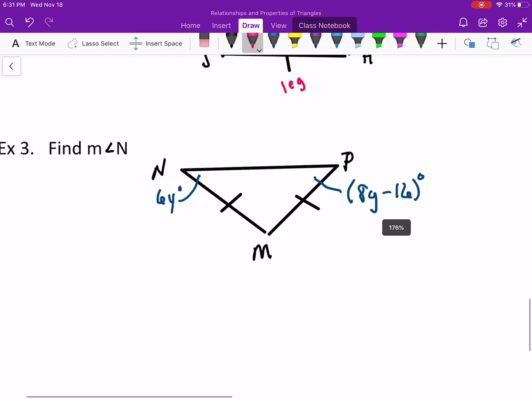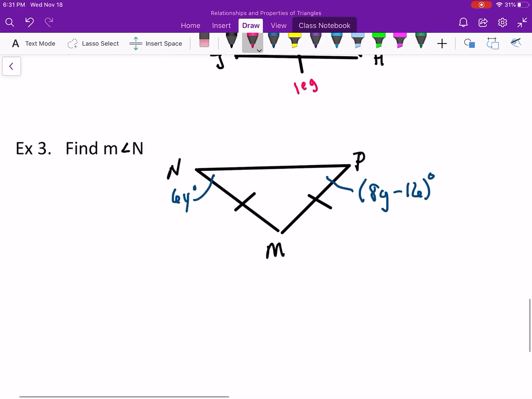All right, last one. Let's see how it works here. We're asked to find the measure of angle N. Angle N is up here at the top. First of all, identify your legs. So here's a leg, here's a leg. That means that 3rd side is the base. And since the 2 legs are congruent, the angles opposite those legs are congruent. That's angle N and angle P.